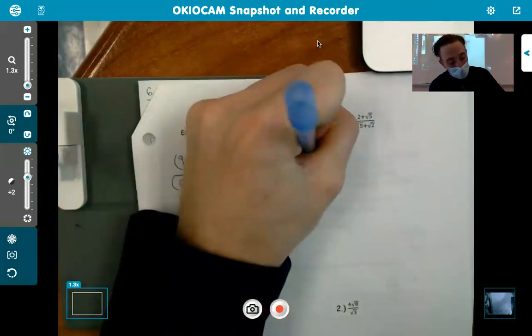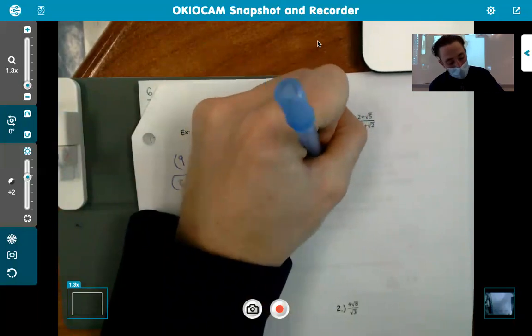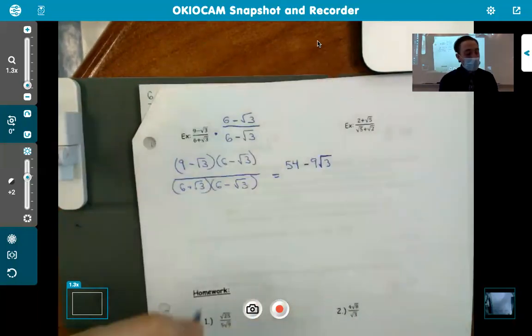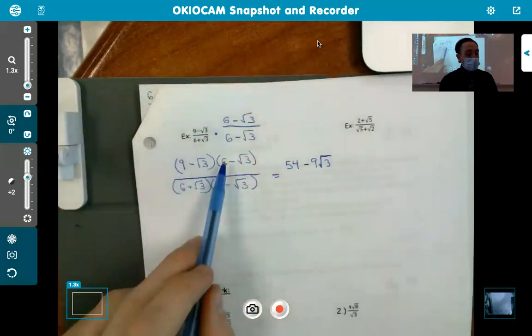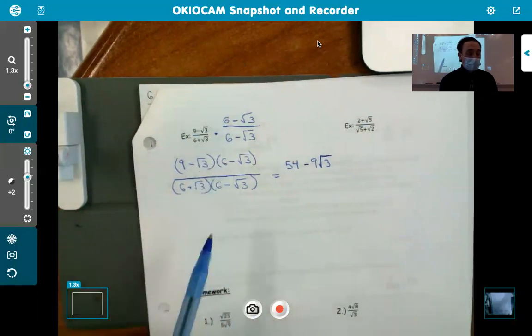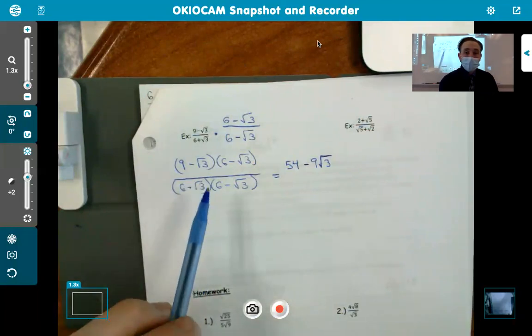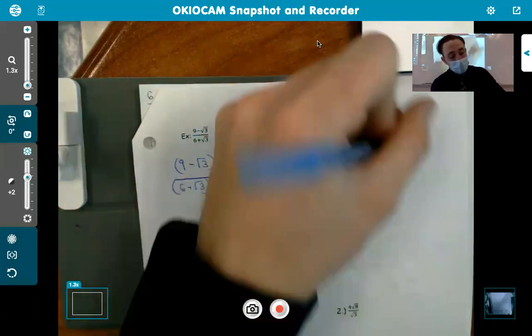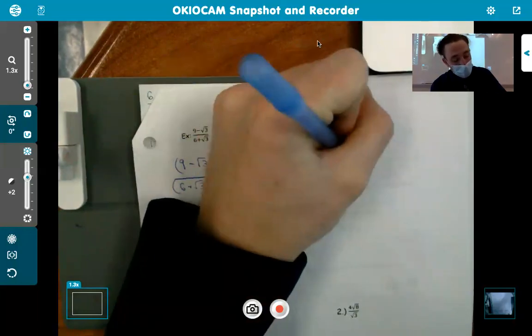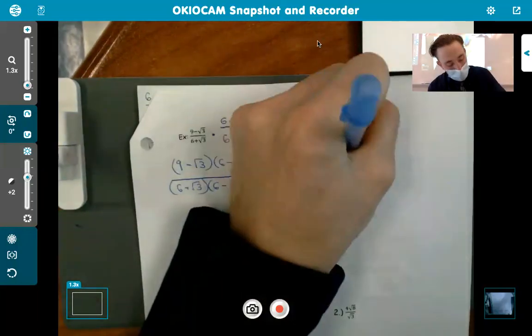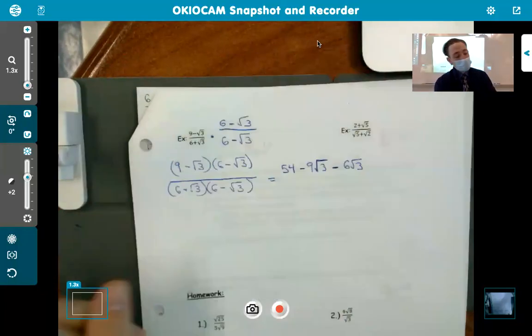Right, just negative 9 square root of 3. Just be careful about your sign changes, that's all. What about 6 times negative square root of 3? Ultimately the same thing, right? So what would it be? Negative 6 square root of 3.